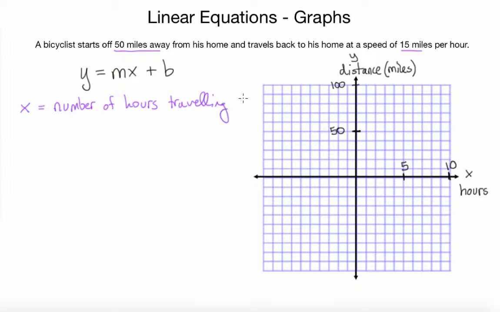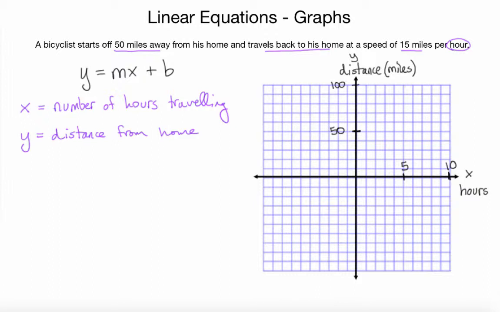We use the number of hours because all of our speed is related to hours. Every hour, I'm going another 15 miles, so hours makes the most sense to define a variable. As I'm traveling a number of hours, what is that going to affect? What do we want my y variable to be? My y variable in this case is distance, but not just any distance, the distance from his home. He's starting off 50 miles away and then traveling back to his home. The thing I want to keep track of is how far he is from his home.